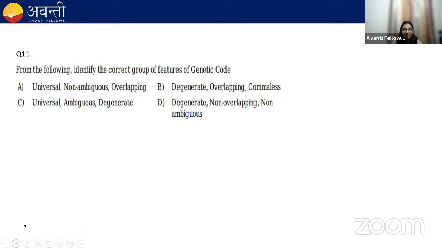From the following, identify the correct group of features of genetic code. A is universal, non-ambiguous, overlapping. B, degenerate, overlapping, commaless. C, universal, ambiguous, degenerate. D is degenerate, non-overlapping, non-ambiguous.